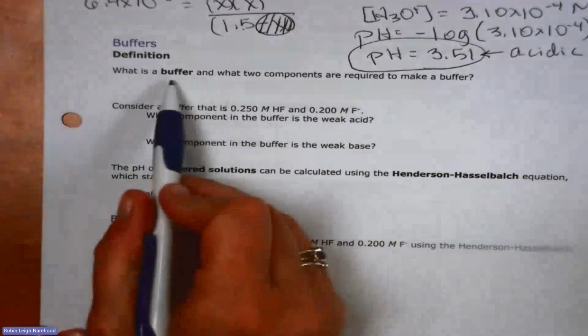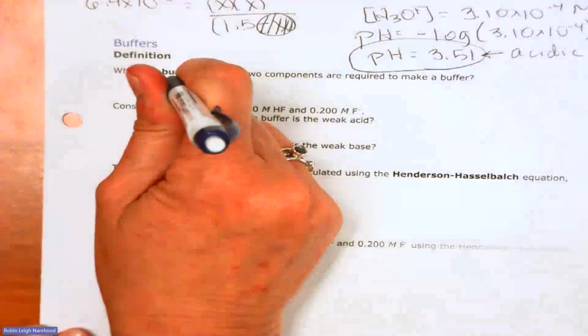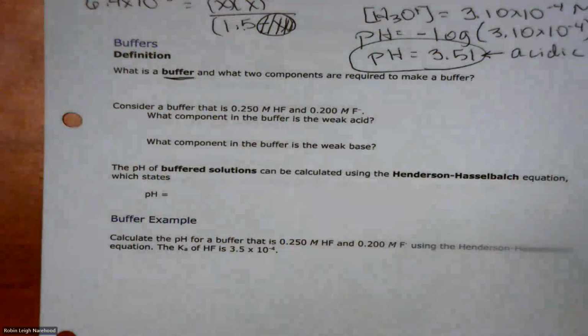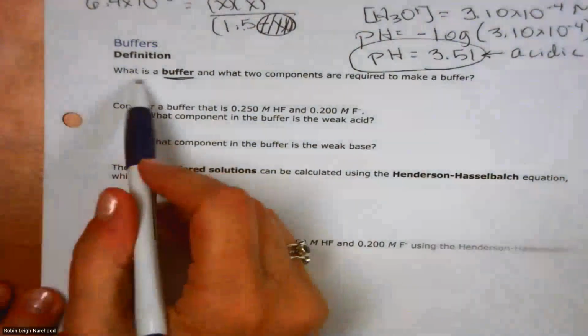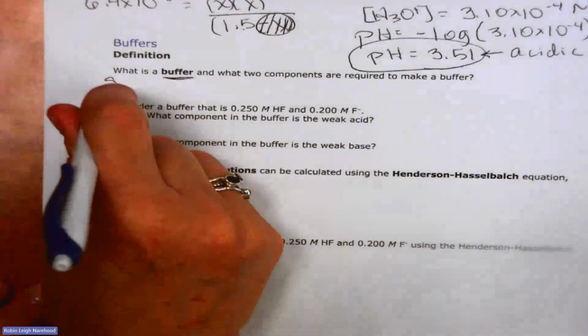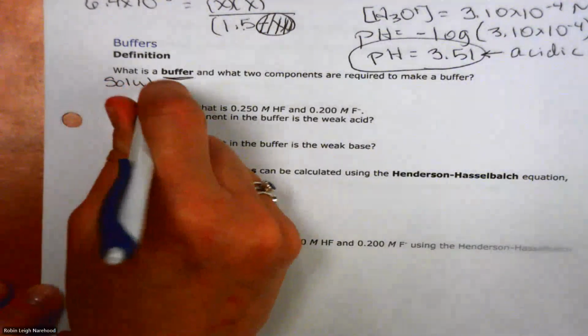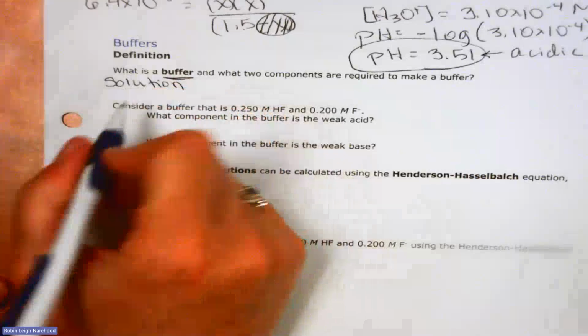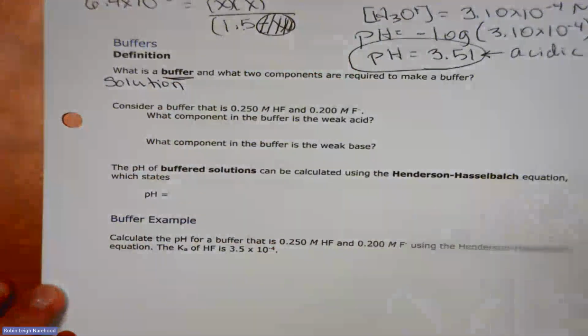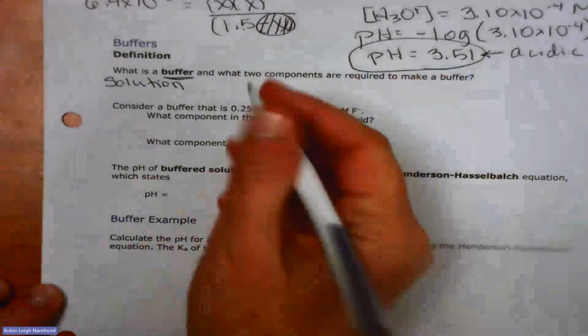So first off, I want you to understand what a buffer is. The word buffer is used in a lot of different fields, and sometimes it actually means a field. Like a buffer zone would be a land between two things. So in chemistry, a buffer is a solution. The implication of it being a solution is that it's a mixture. So it's not water. It is water with stuff dissolved in it.